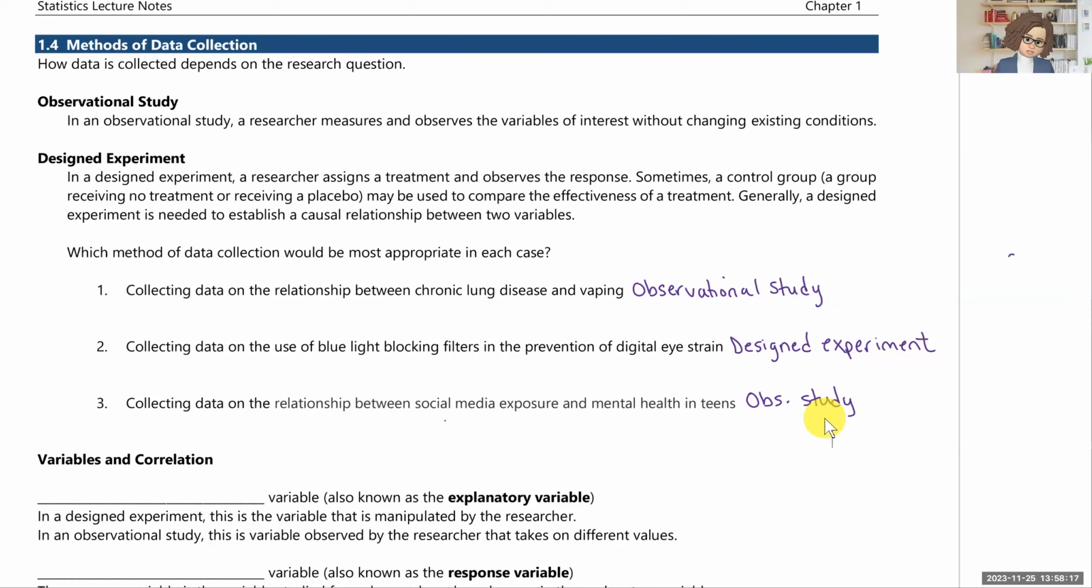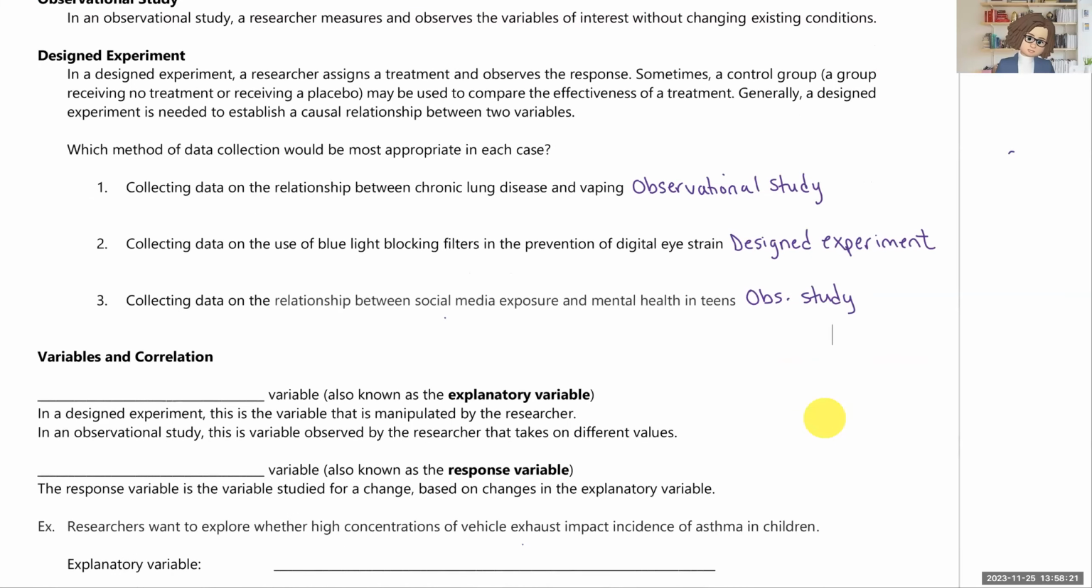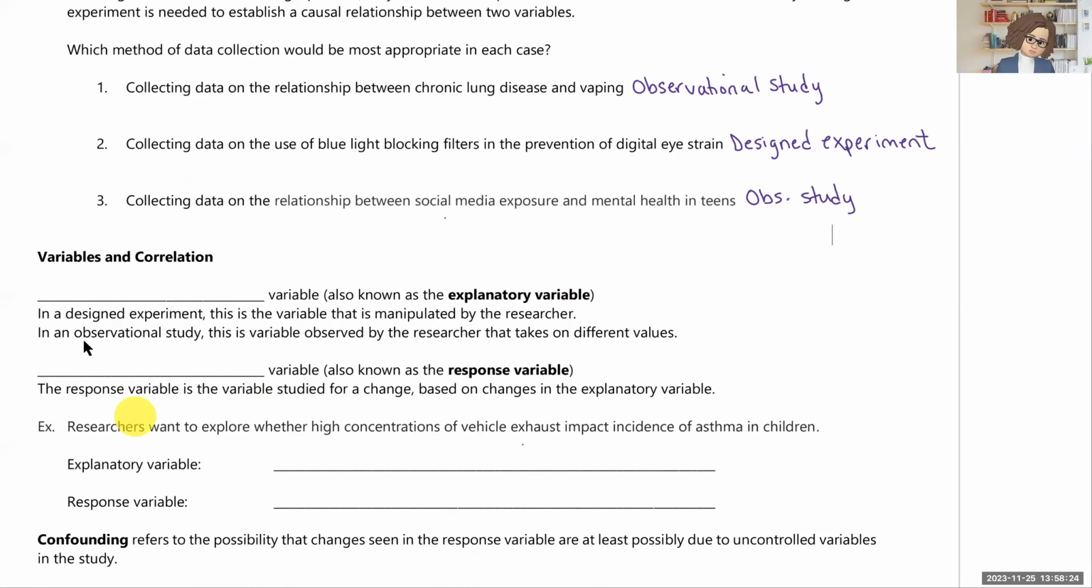All right, so in either case, observational study or designed experiment, we're looking at 2 variables. So one is called the independent variable.